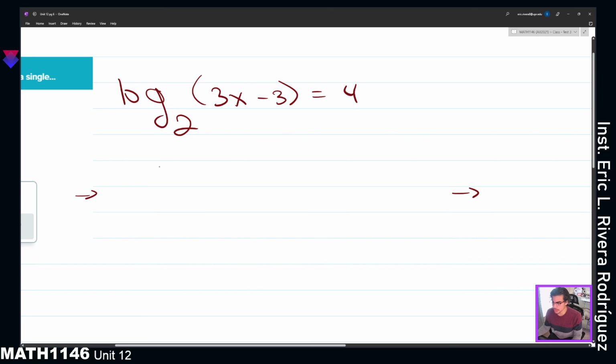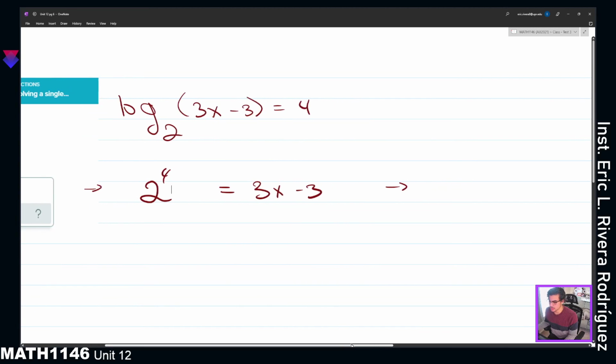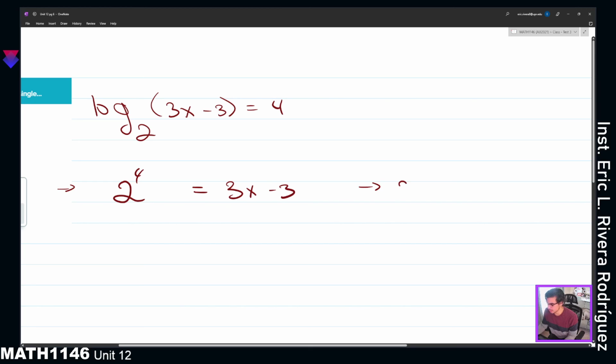So there are 2 ways to do this. You can ask what is the power of 2 that gives the argument. The argument is 3x minus 3, and the answer here is 4. If you want to do a complete algebraic expression here, you take these 2 steps, which are the same. They are just equivalent steps.